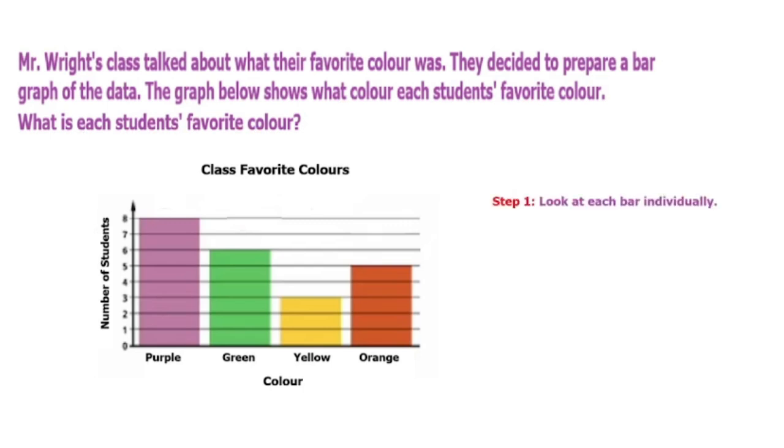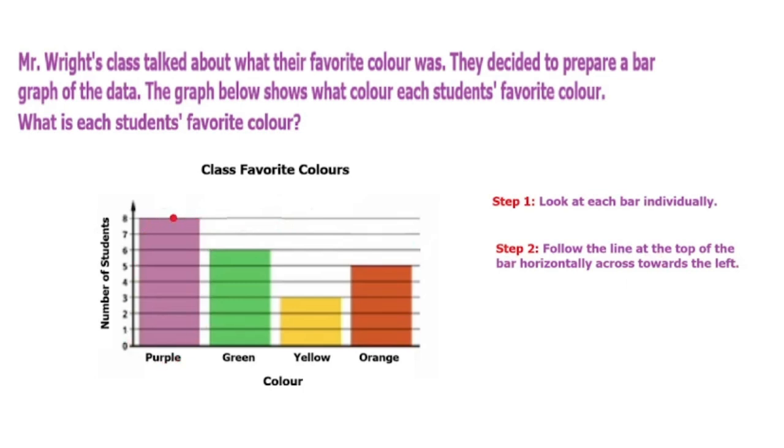So the first step is to look at each bar individually. So we're going to look at the purple, then the green, then the yellow, then the orange, okay? Then the next step is follow the line at the top of the bar horizontally across towards the left. So let's do the purple one first.